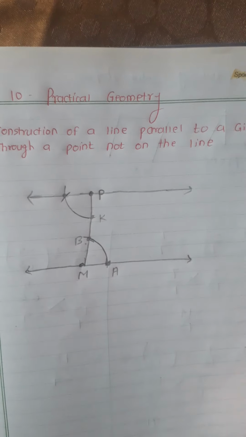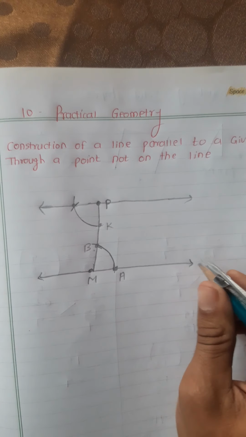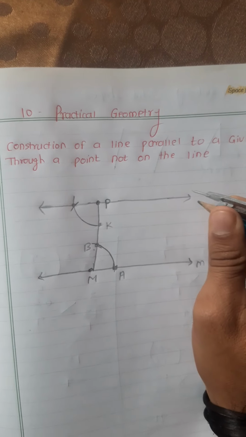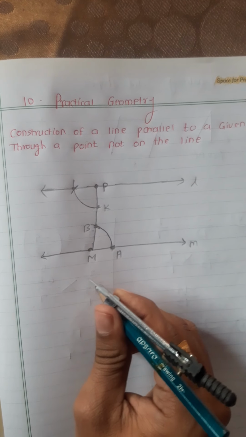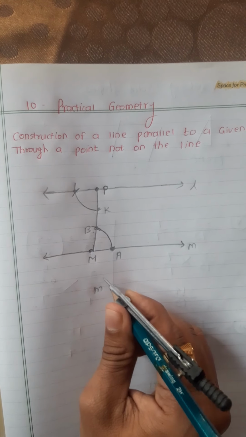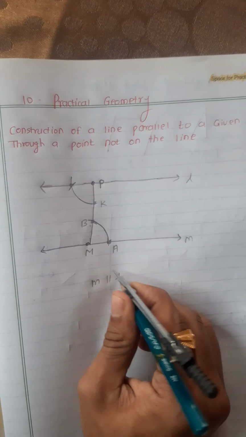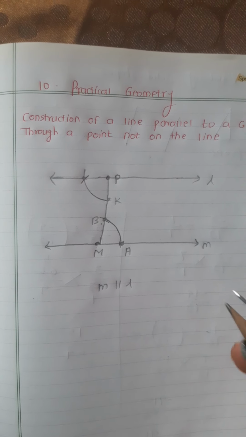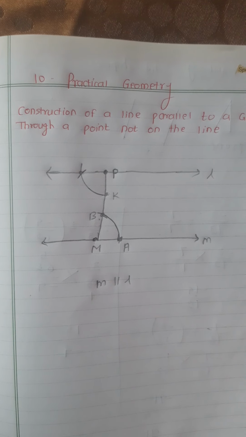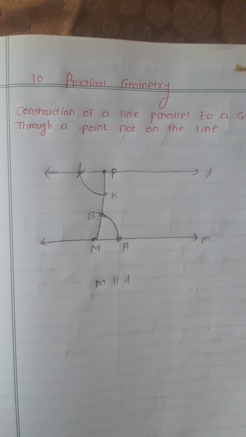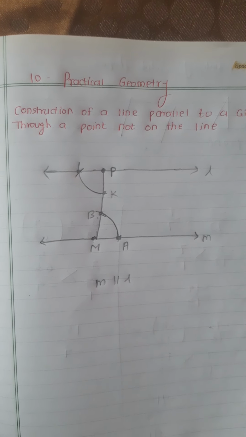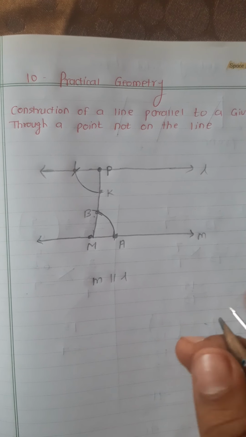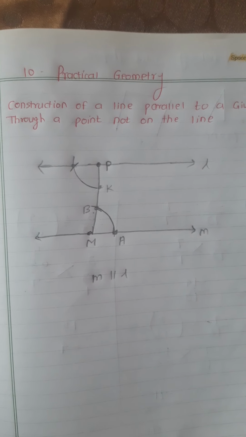So you can see this line is parallel to this line. Suppose we call this line M and this line L. So line M is parallel to line L. You can see that line M is parallel to line L. It is very easy to draw a parallel line using this construction. It is a very simple construction. Using that construction we can draw the parallel line. Like this way you have to do it.